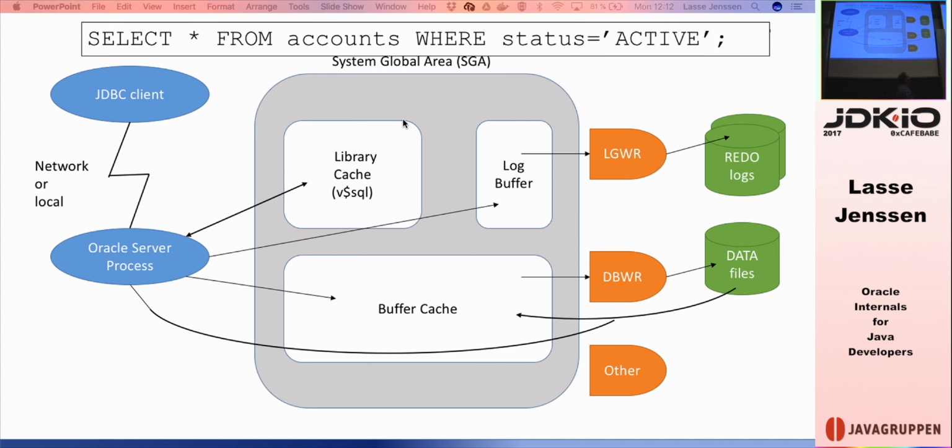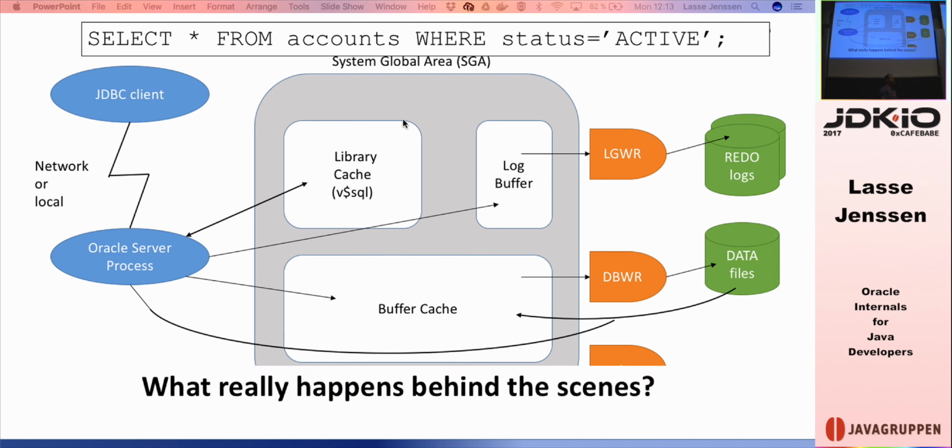So what happens when I fire this query? So let's start from account where status equals active. Does it just fire this query? No, it happens a lot in the background. And what's really going on is something called OPI calls. And you get more and more OPI calls through the Oracle versions.